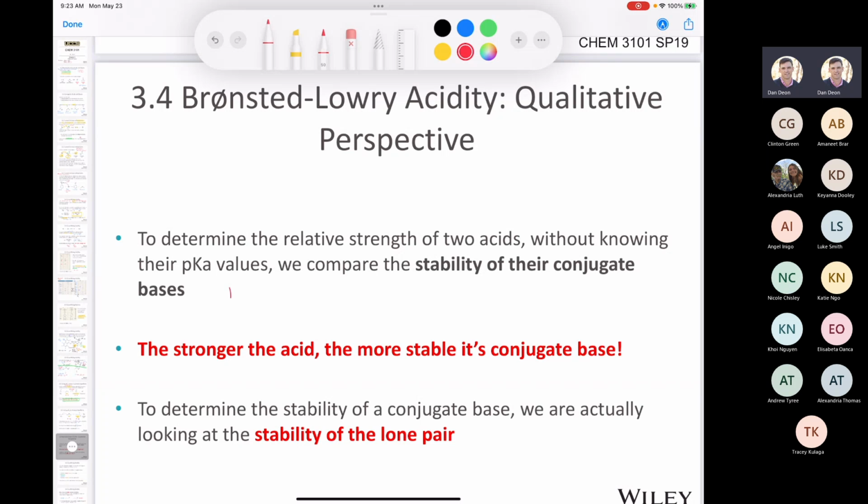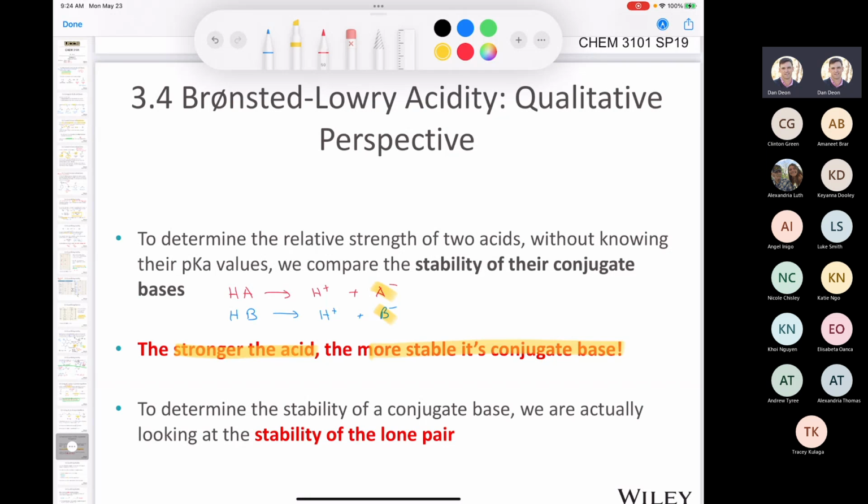Again, let's say you have HA and it loses a proton to give you H plus and A minus. And then you have HB, another acid that loses a proton to give you H plus and B minus. What you do is compare A minus and B minus. You look at the relative stabilities of these conjugate bases. And we know that the more stable the conjugate base is, the stronger the acid will be. Again, the stronger an acid is, the more stable its conjugate base will be.